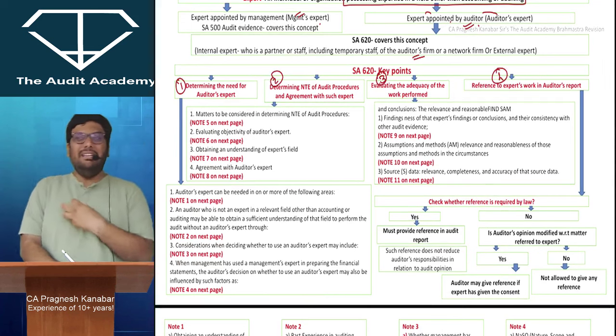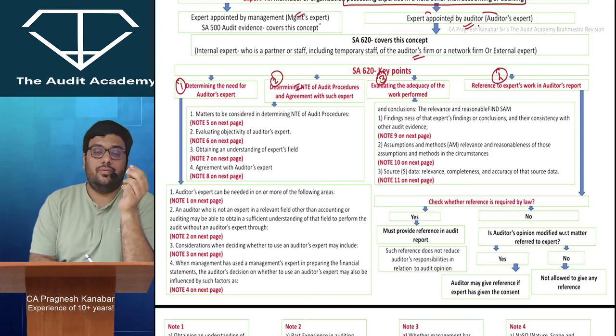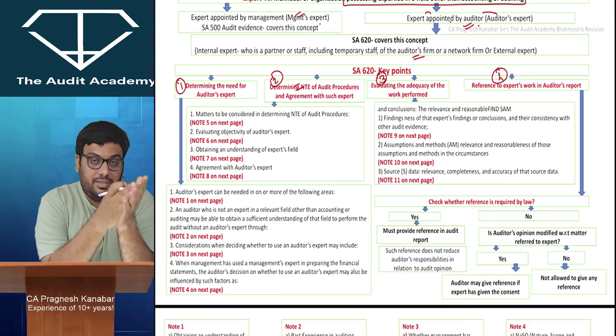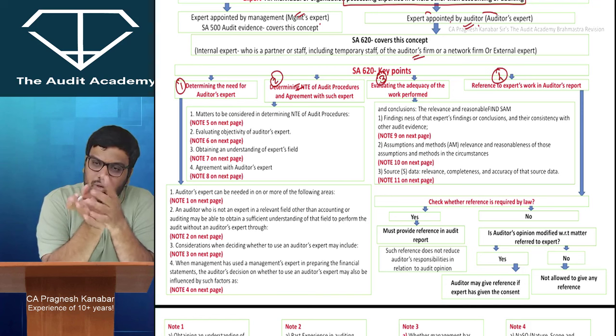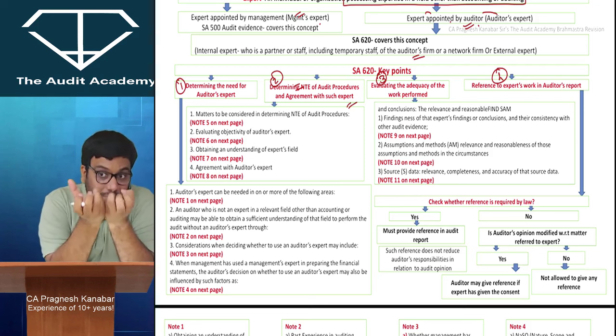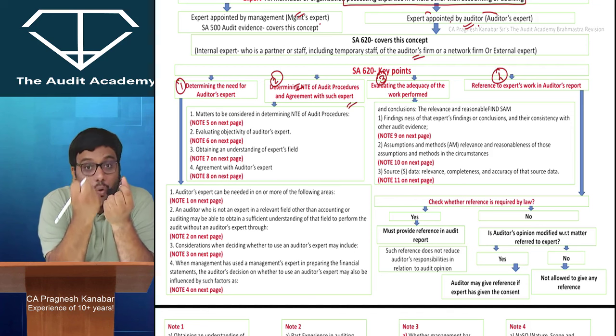First, do I really need an expert? Second, okay, I need the expert, now I need to sign the agreement with that expert, if it's an external expert. But for that, even after appointing the expert, how much effort will I have to take? What kind of work will I have to do? What kind of work can I give to him? That is determining the nature, time, extent of procedures and agreement with the expert. See, it's important that you get the core of the question.